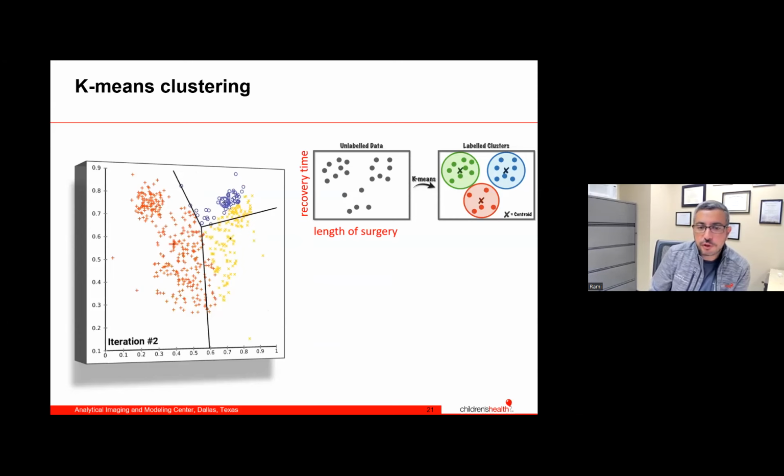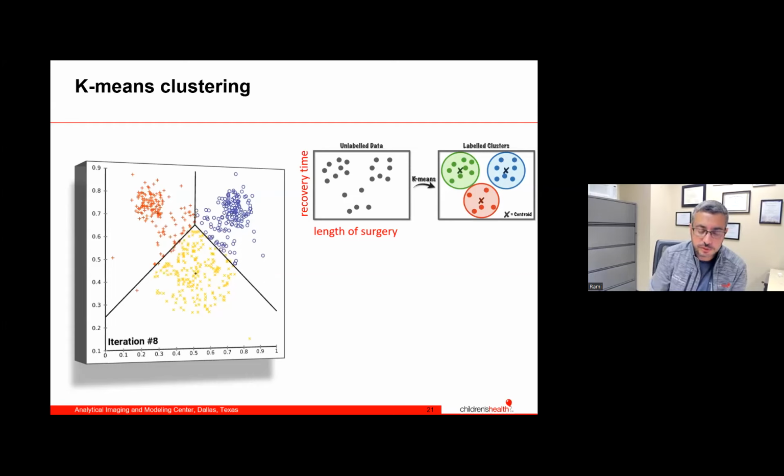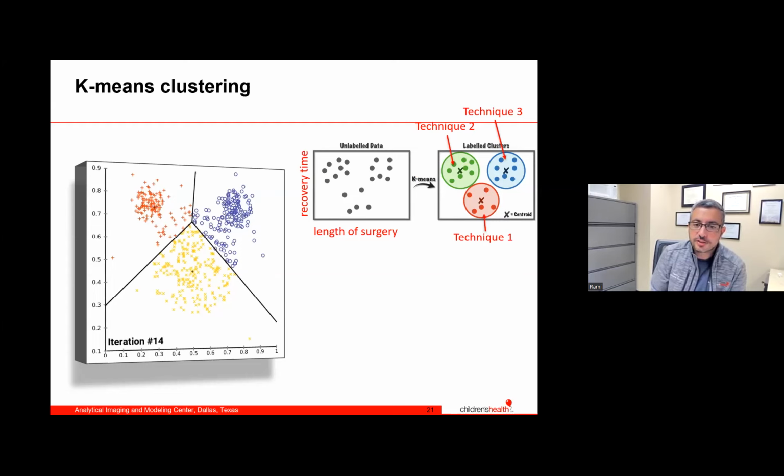And I have 3 surgeries. So try to separate this data or classify them into 3 groups. What the computer tries to do is find these centroids in every group and separate the data into 3 techniques based on these 2 features that you give the computer. The way it does it is through iteration until it gets the best clustering.